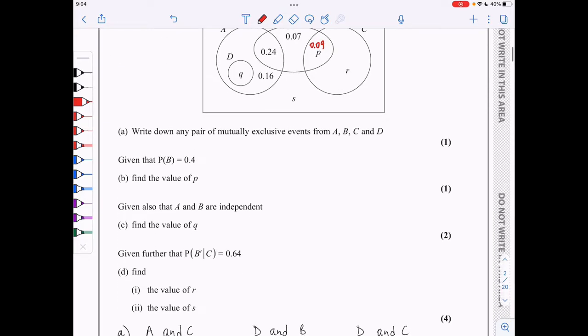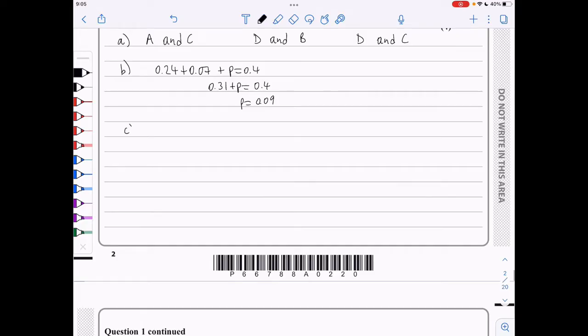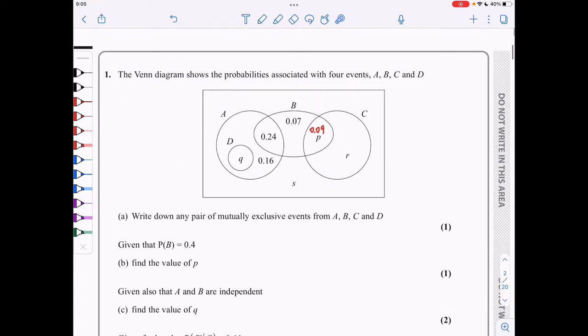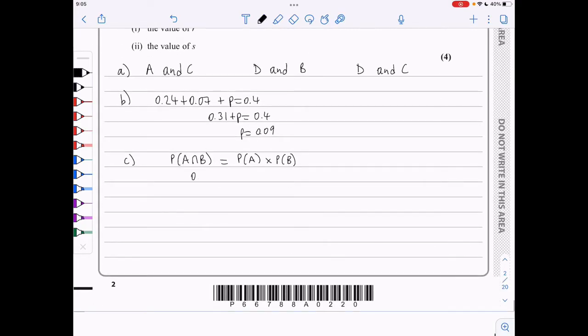And then, given also that A and B are independent, find the value of Q. Well, if A and B are independent, it means that the product of their probabilities is the probability of the intersection. So, probability of A intersection B is the probability of A times the probability of B. Now, the A intersection B is the common region, is the 0.24. So I'm just going to say that 0.24.